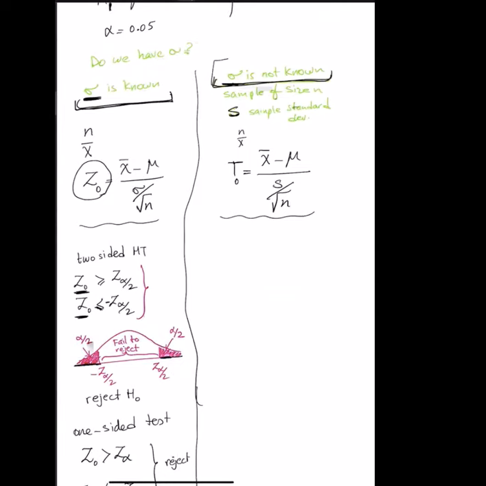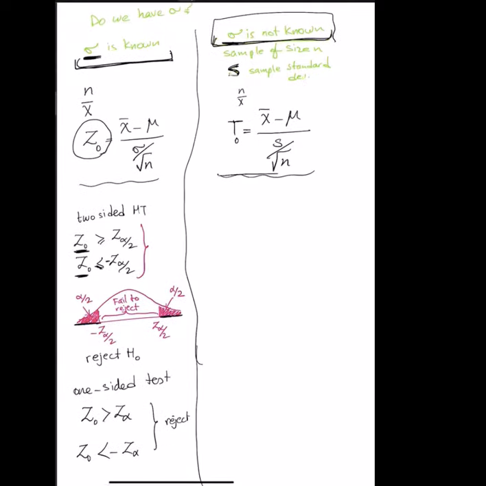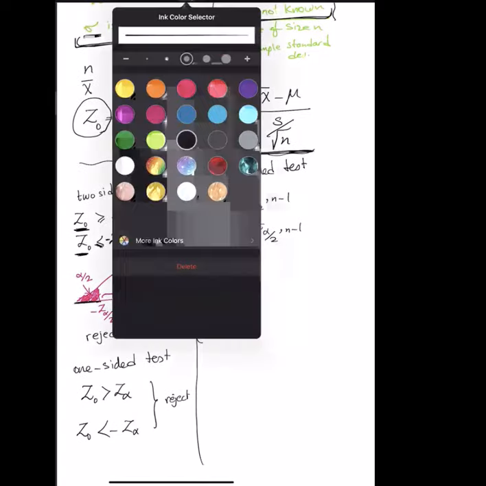If sigma is not known, no worries. I'm using S, the standard deviation of the sample. This is my test statistic. And here for a two-sided test, I'm going to compare T null with T of alpha over 2 and n minus 1, and minus T of alpha over 2 and n minus 1. The idea is exactly the same.